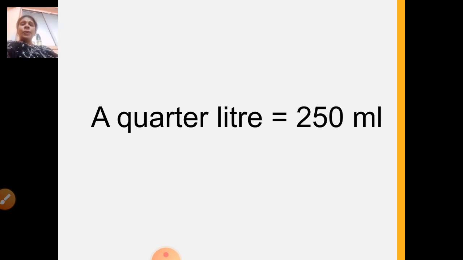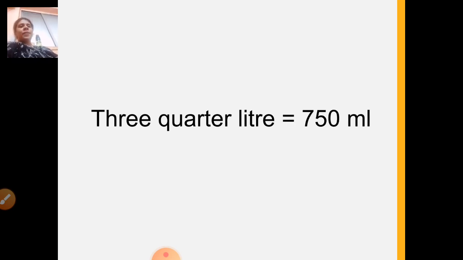250 ml is equal to a quarter liter. 3/4 liter is equal to, yes children, 3/4 liter is equal to 750 ml. 750 ml is equal to 3/4 liter.